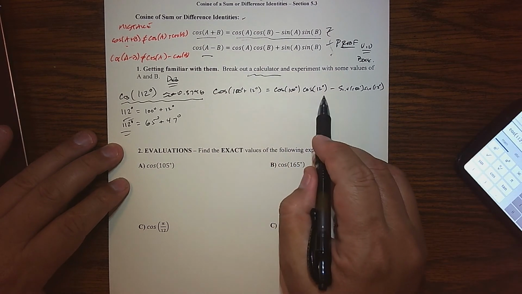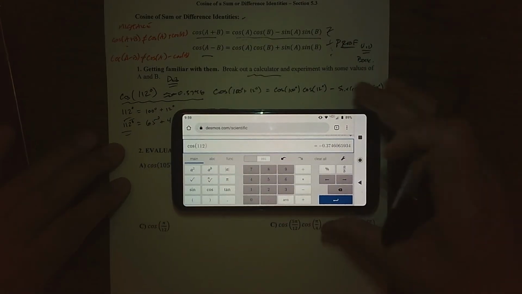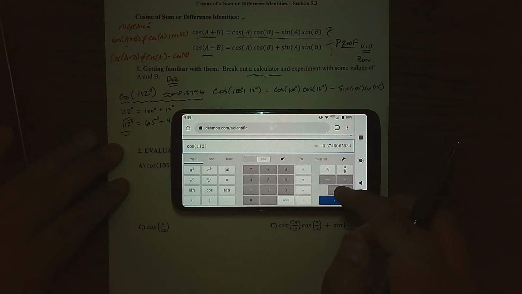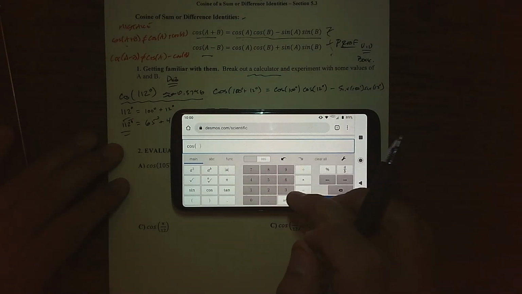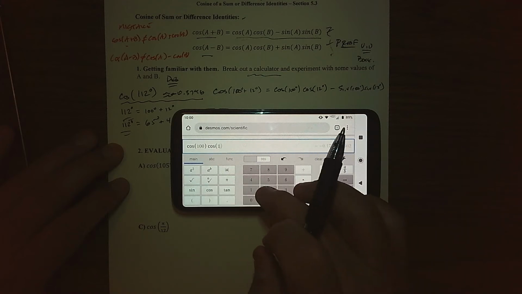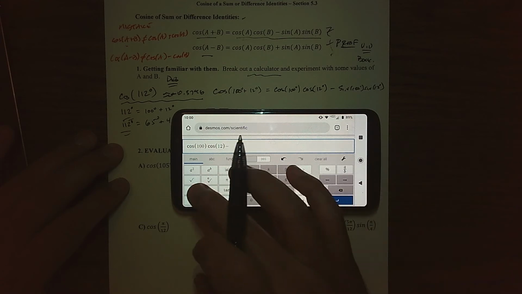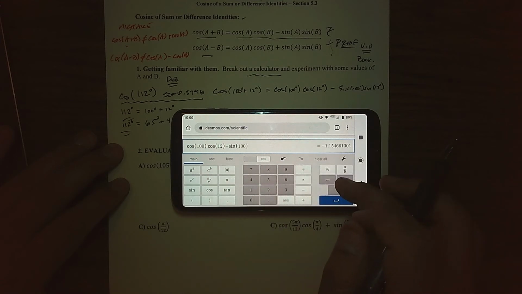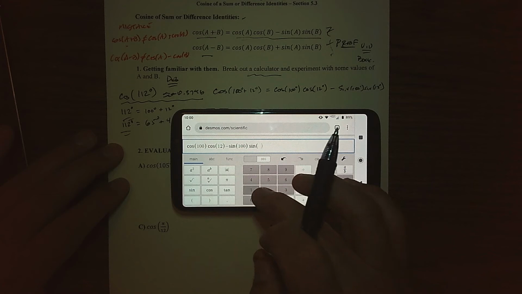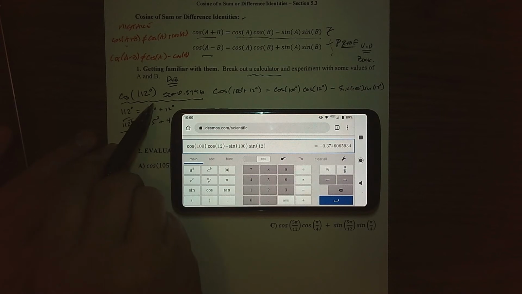Again, these are not common angles here, so we'll reach over to the calculator and we'll just basically test that this is a true statement. So let me clear this out. And we're looking at the cosine of 100, right? And we're going to multiply that to the cosine of 112. And then according to the identity, we subtract the sine of 100 and the sine of 12. All right, and you'll notice that the value is exactly the same as when we did cosine of 112.